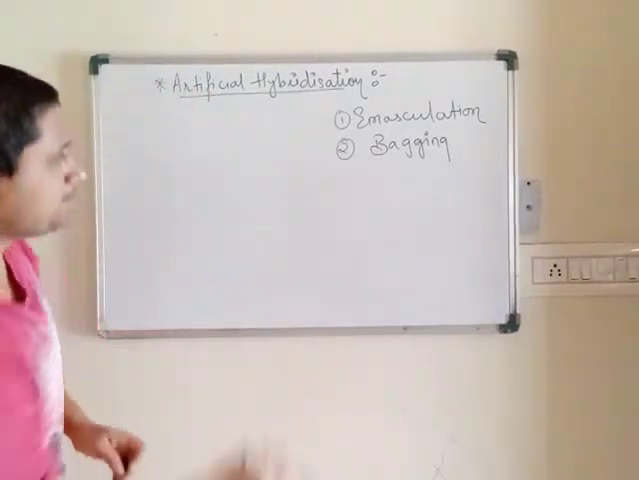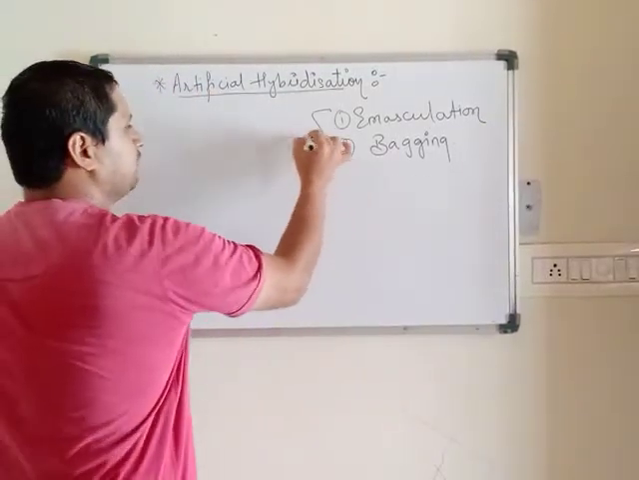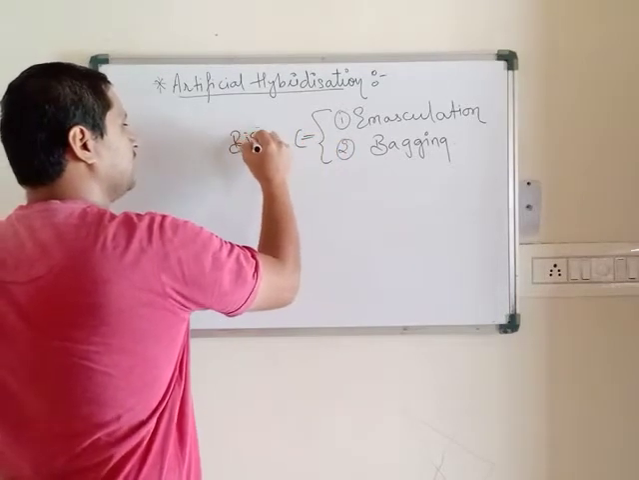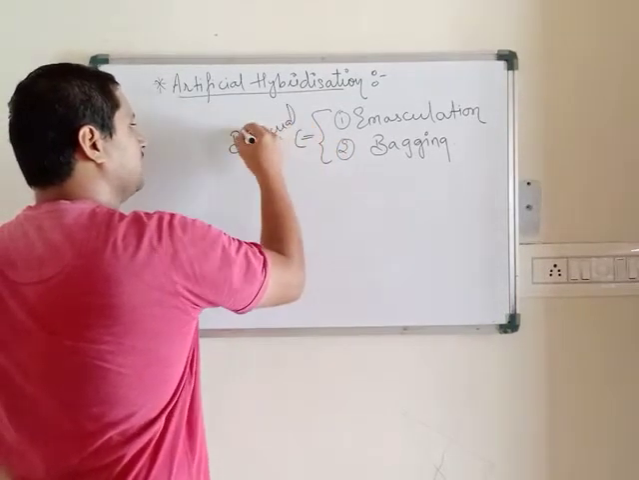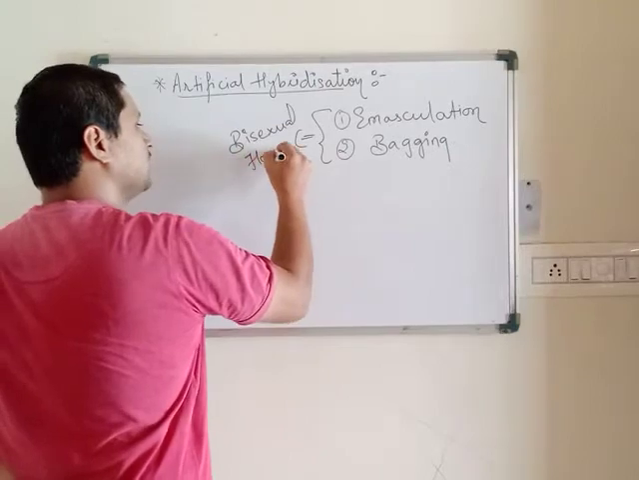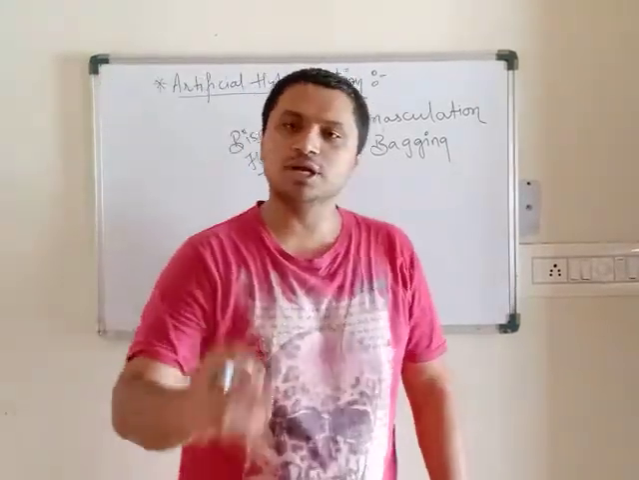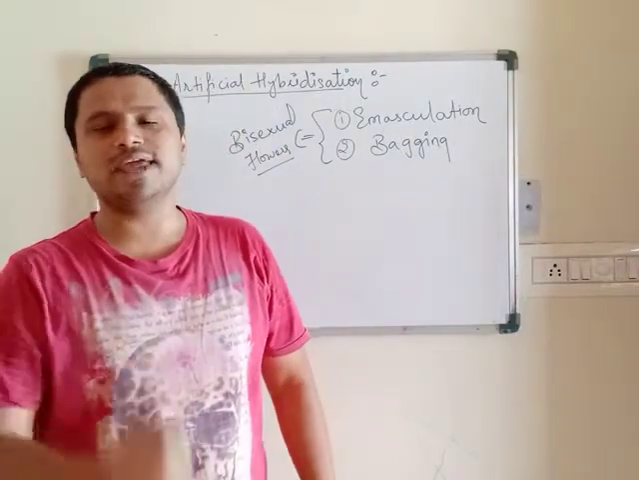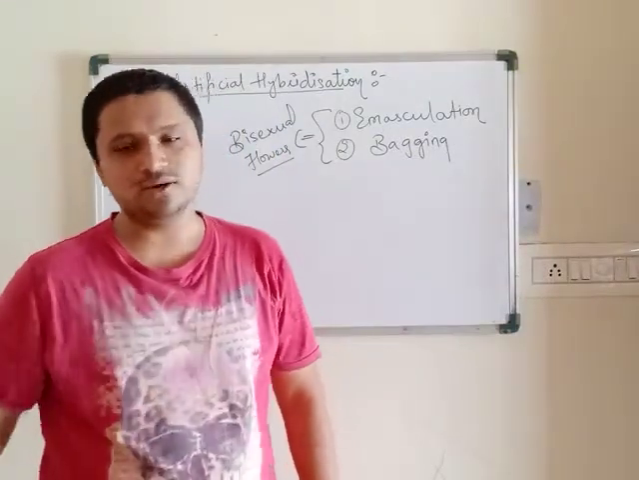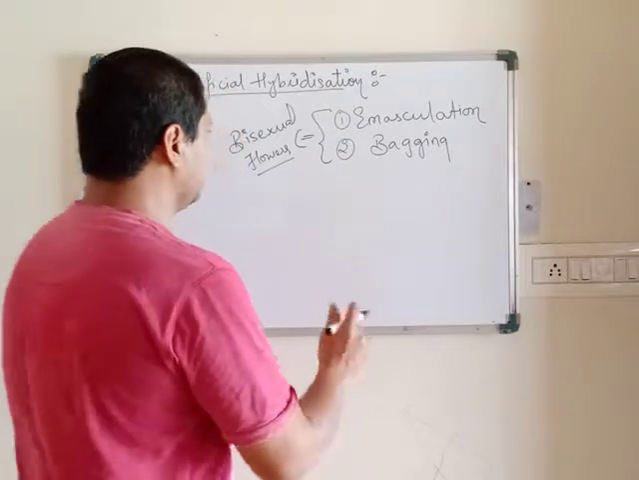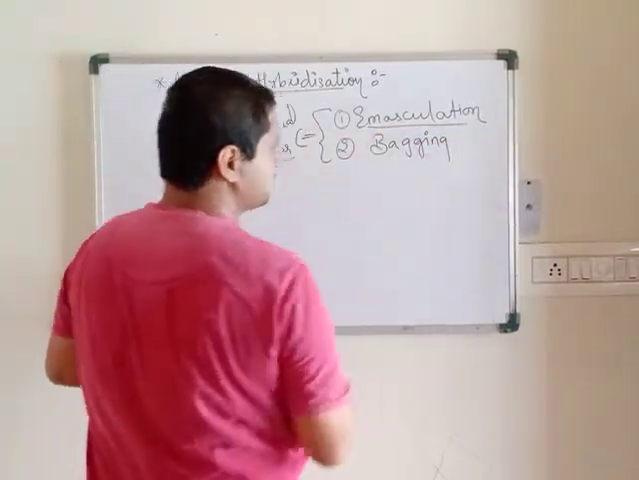Now these two processes occur in the flowers, or the plants, which have bisexual flowers. Please note that emasculation and bagging occur in those plants wherein they have what, children? Bisexual flowers. Now over here, what does the emasculation process mean?